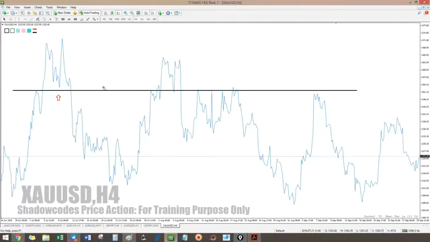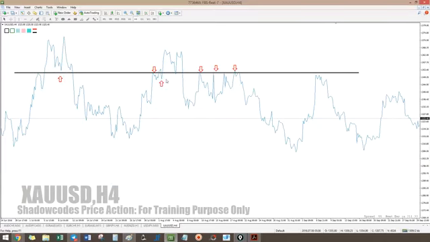Drop down. Where is it? All right, over here it drops down. Right here it drops down again. As long as it is not broken, we will look for support. After it's broken, we will look for resistance, and if it's not broken, we find another resistance, as long as it does not break. If it gets broken up, then we find something like this. Over here.